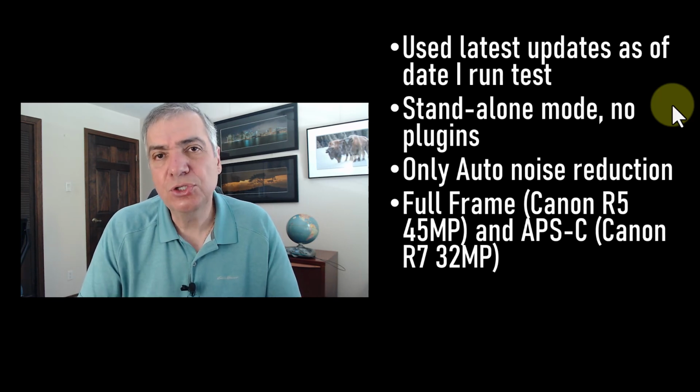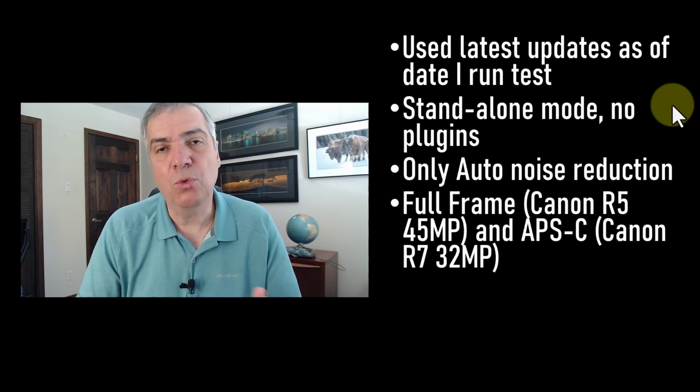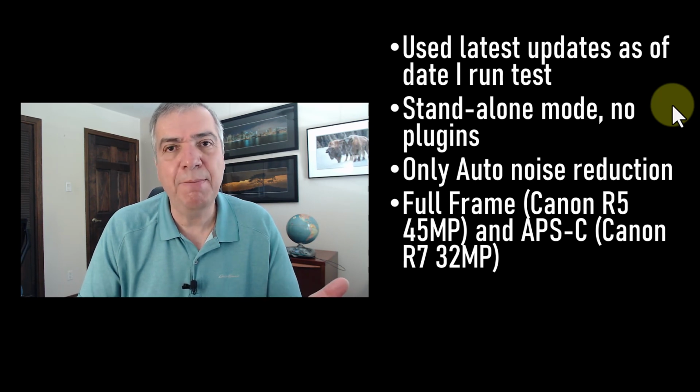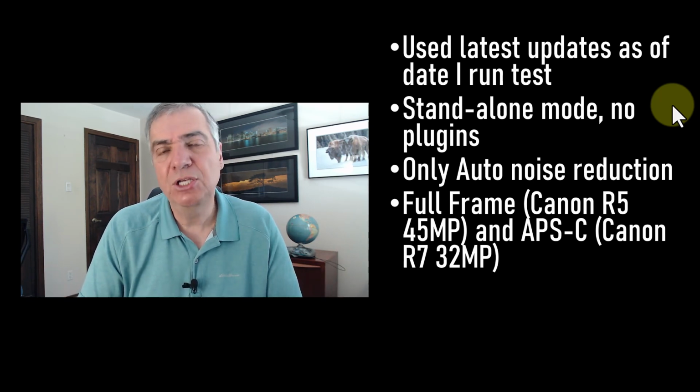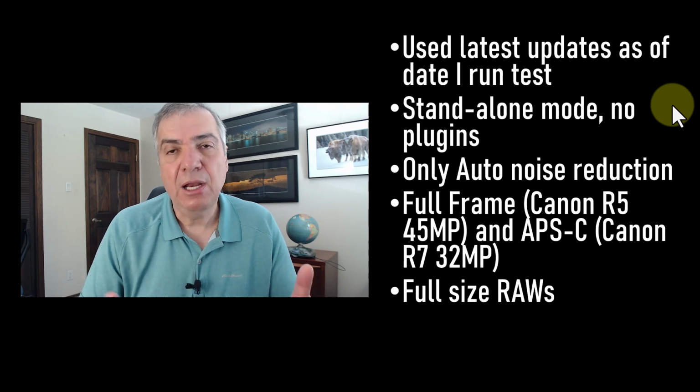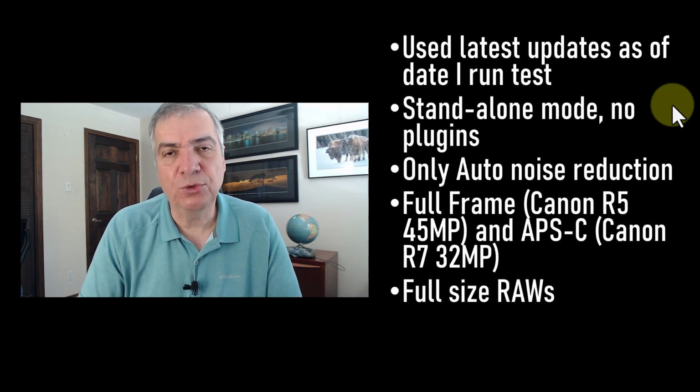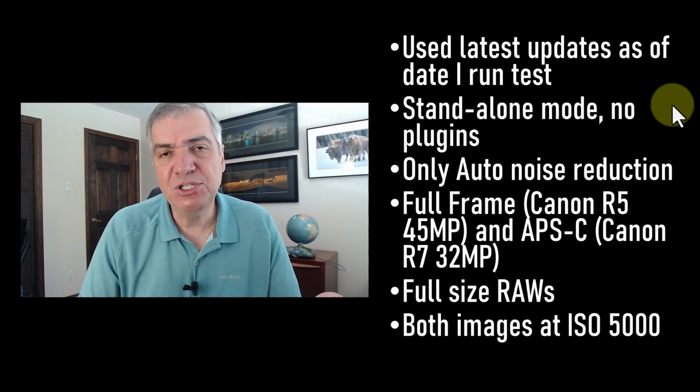I used 2 different files from 2 different cameras. One from a Canon R5, 45 megapixel, full frame, and the other from a Canon R7, APS-C sensor at 32 megapixels. Both cameras had the latest firmware. And I selected full-size RAWs in the cameras, because many times you have the full-size RAW and either a compact or a small RAW option. So I went with the full-size RAW. And both images were taken at ISO 5000, so they had a similar level of noise.